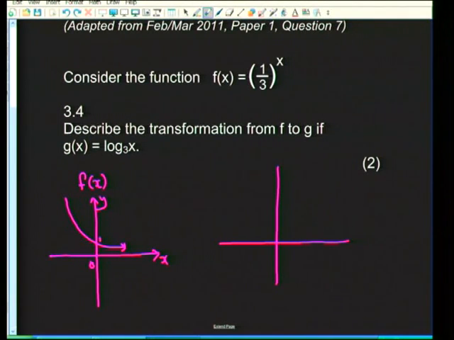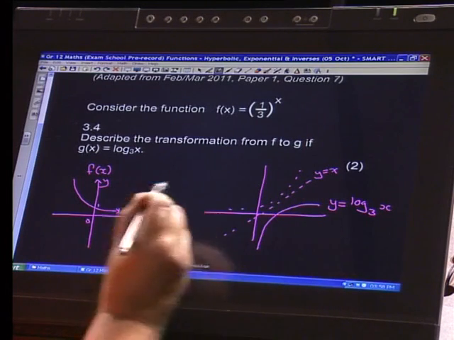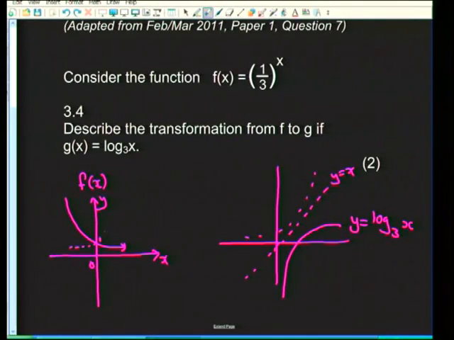Well, this one would be the inverse of this one. In other words, it would reflect around the line y equals x, so it would look like this. This would be y equals log to the base 3 of x. So, if that's the case, there are actually two things that have got to happen. The first thing is it's got to reflect about the y-axis, and then it's got to reflect about the line y equals x. So we need to get this movement first of all, to change it to y equals 3 to the x, and then we would use this to get there.